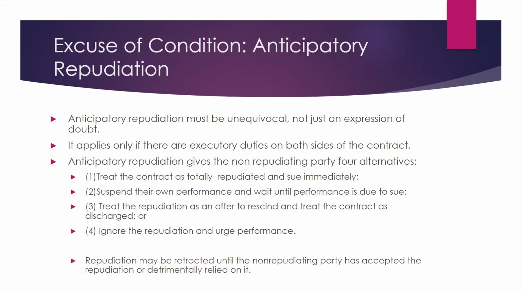Anticipatory repudiation gives the non-repudiating party four alternatives. 1. Treat the contract as totally repudiated and sue immediately. 2. Suspend their own performance and wait until performance is due to sue. 3. Treat the repudiation as an offer to rescind and treat the contract as discharged. Or 4. Ignore the repudiation and urge performance. Repudiation may be retracted until the non-repudiating party has accepted the repudiation or detrimentally relied on it.